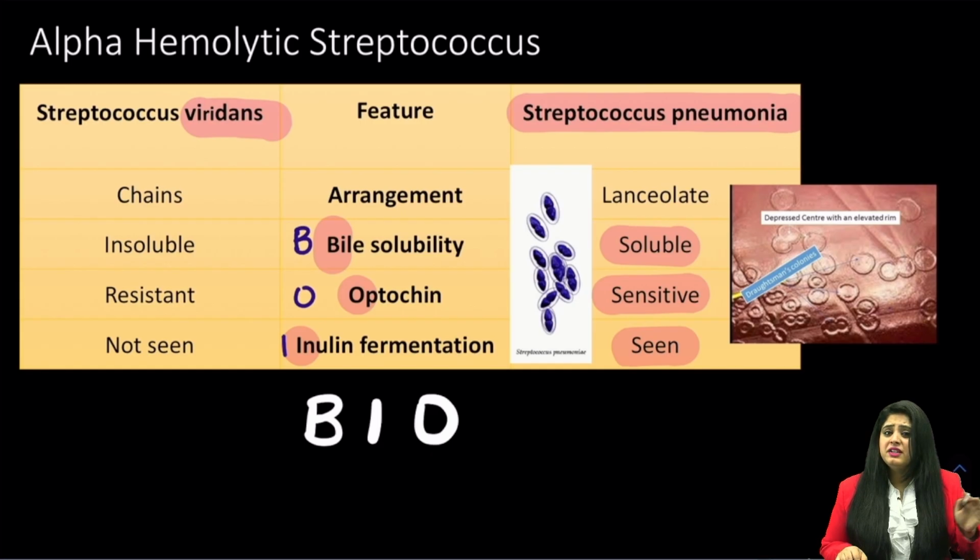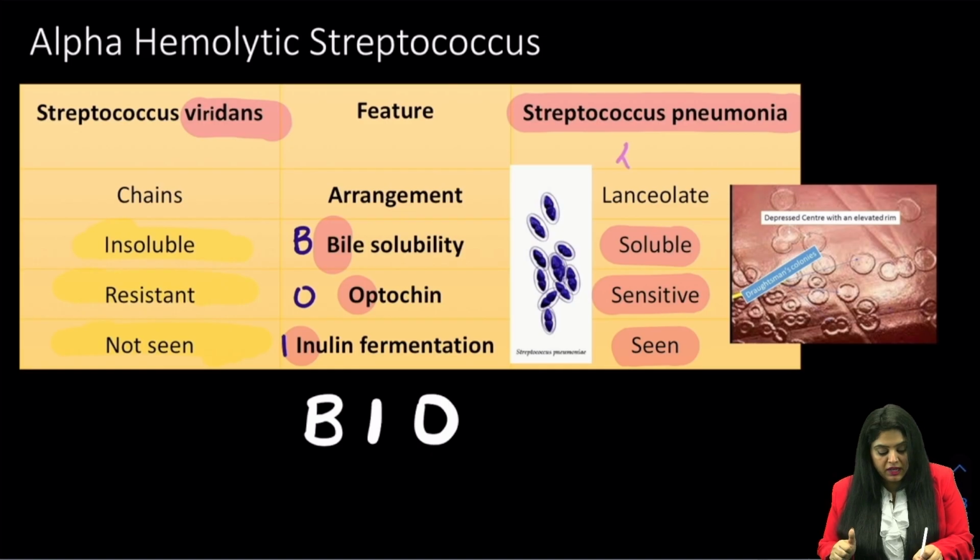This means viridans is everything? No, no, no. Bile solubility, no. Optochin sensitivity, no. Inulin fermentation, no. Viridans is everything? No, no, no. And pneumonia is everything? Yes, yes, yes. Biodata, yes. Saying yes to the HOD, this means this pneumonia is going to get a license to play games and not work.